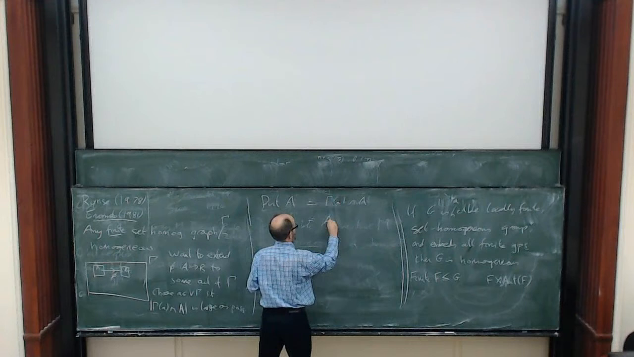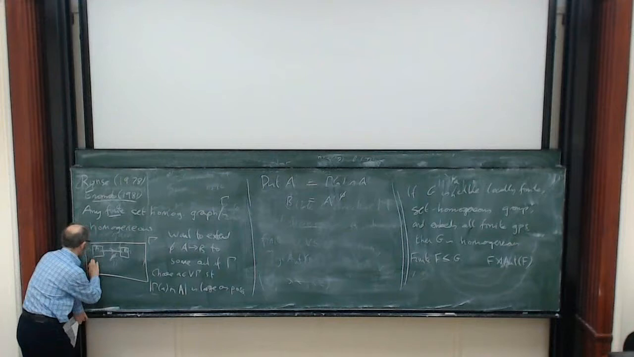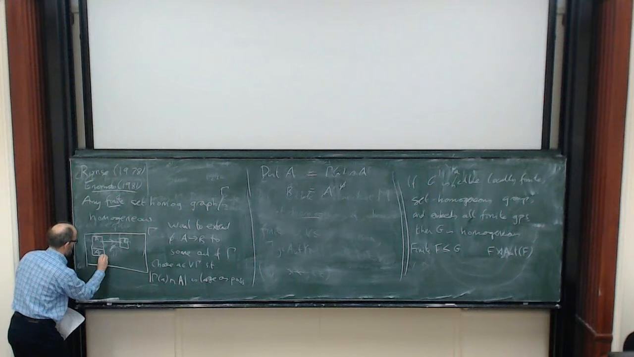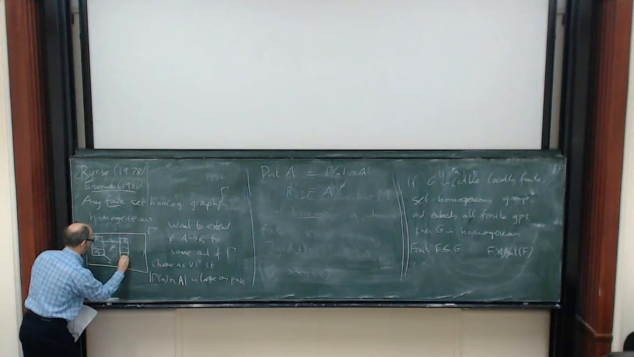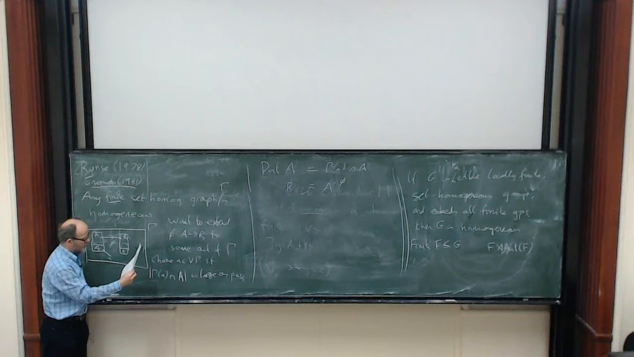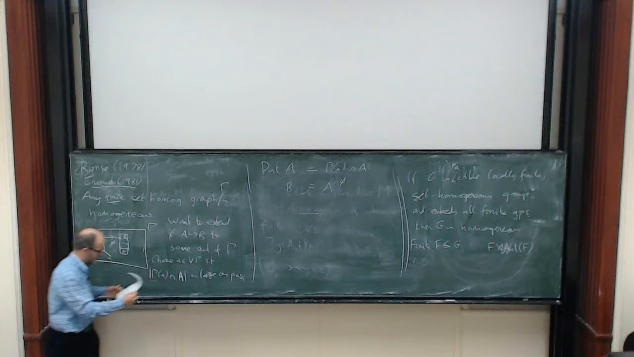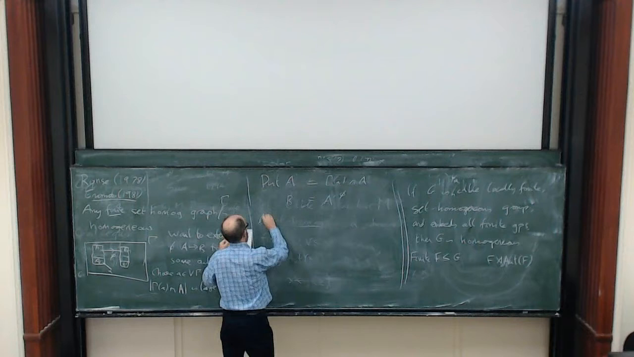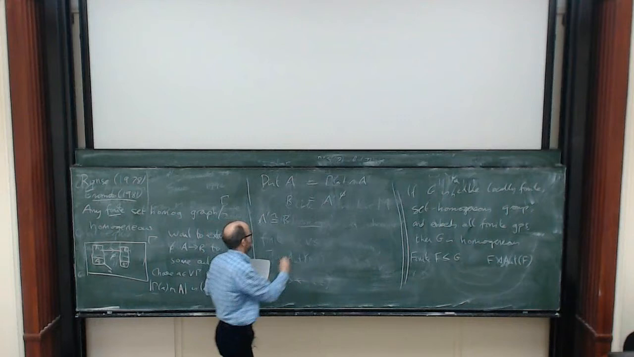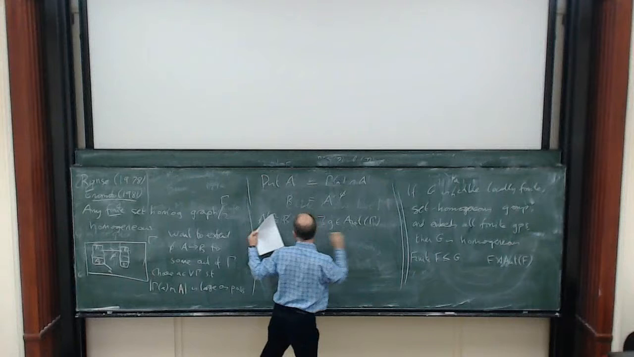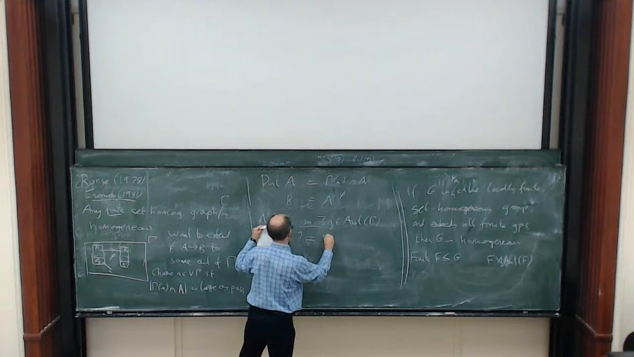So the picture's a bit small. I'll make it a bit bigger. This is my A primed, and I've got a vertex A joined to all of this. And I've got a corresponding B primed in there. Okay. So now, of course, A primed is isomorphic to B primed. Gamma is set homogeneous, so there is some automorphism of gamma taking A primed to B primed. So A primed is isomorphic to B primed because phi takes A primed to B primed. So there exists an automorphism of the whole of gamma such that A primed to the G equals B primed.